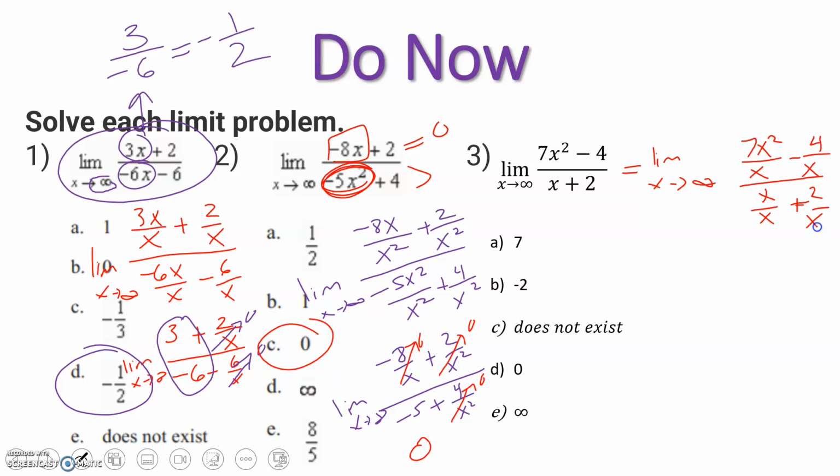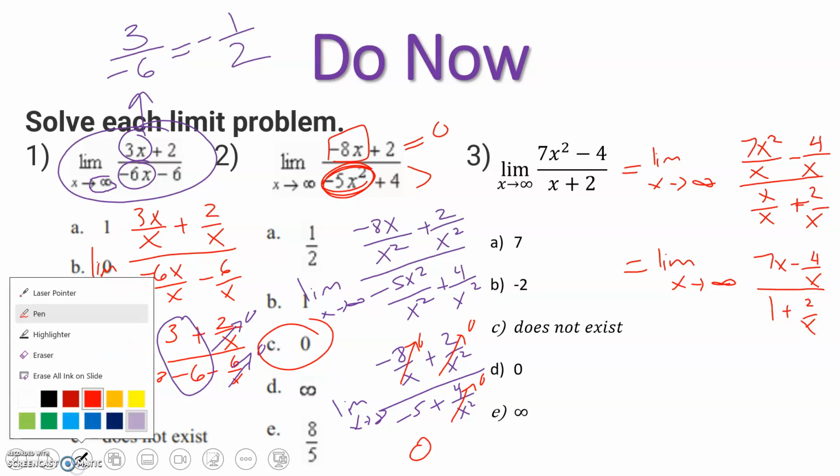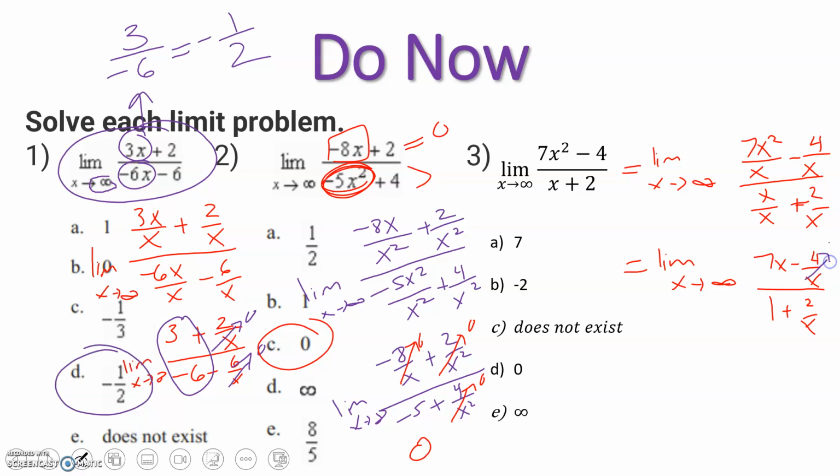So once again, note here, I decided not to divide by the larger degree because I was going to get a 0 in the denominator. So here we have 7x minus 4 over x, 1 plus 2 over x, and then approaching infinity, that goes to 0, that goes to 0, and then we get here the limit as x approaches infinity of 7x, which goes to infinity.